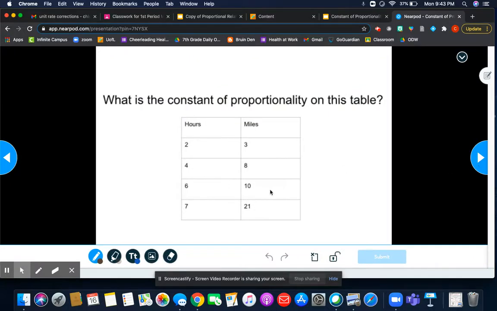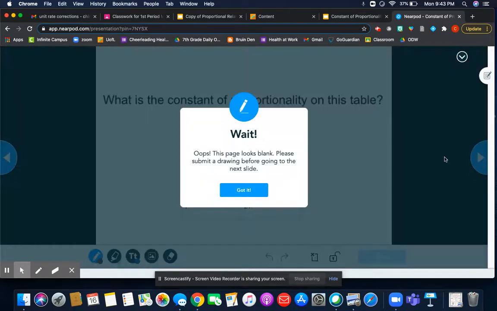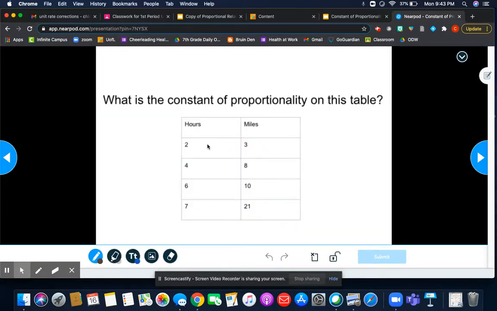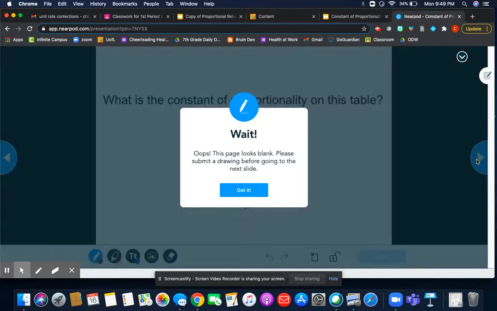Alright, but what happens if my COP is not a nice, easy value? Like here. First we need to be able to determine if it is proportional or not. So again, we're looking for what is multiplying across, or we can look at these diagonals. If we start with diagonals, 2 times 8 is 16, 4 times 3 is 12. Automatically, we don't need to do anything else. It's not proportional. There is not going to be a constant or a unit rate.